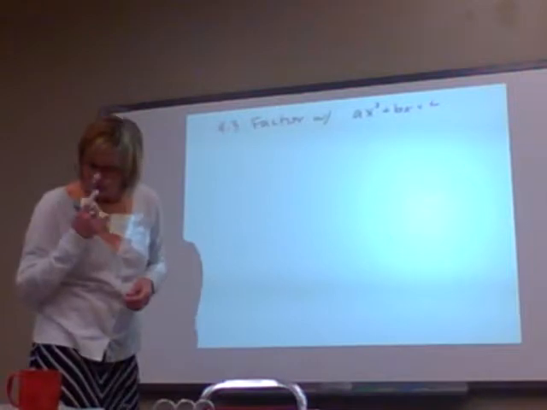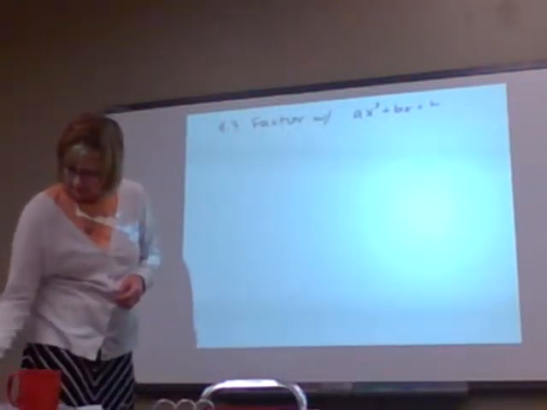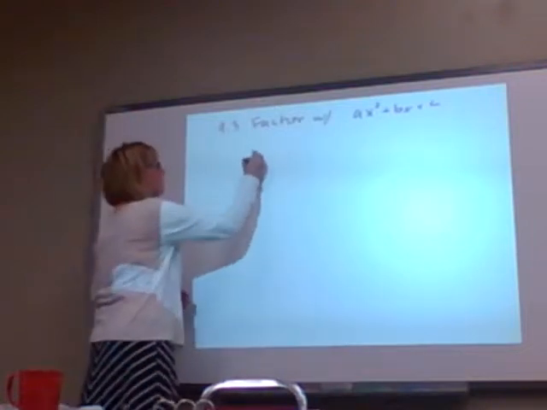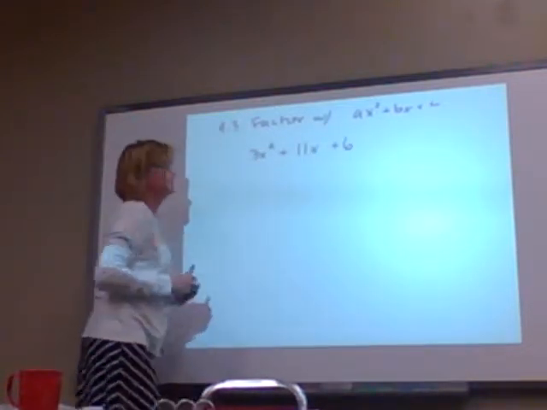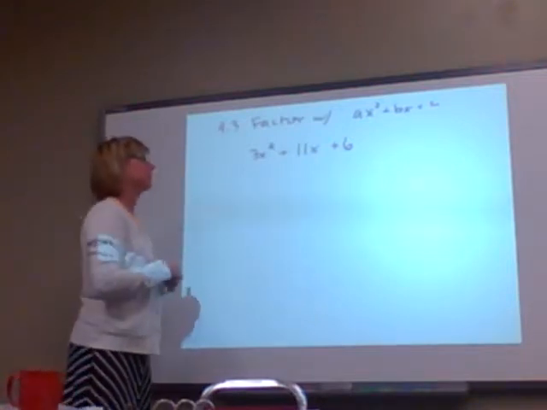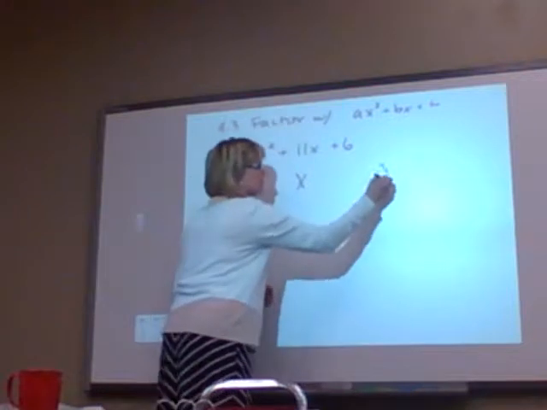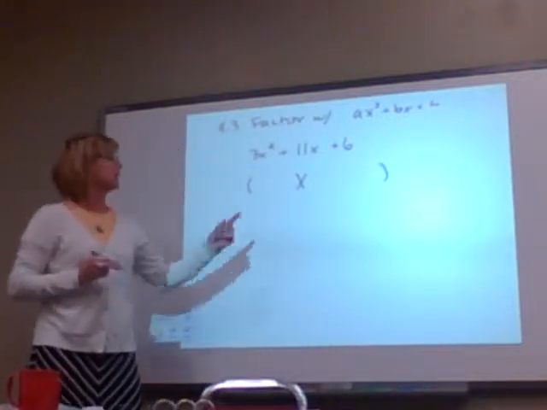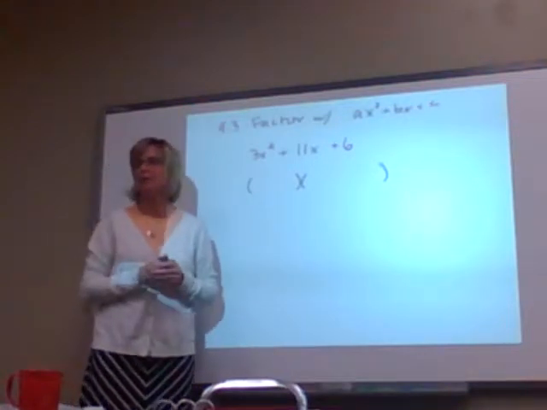What if I have something that has a number in front of x squared, like 3x squared plus 11x plus 6? To factor this, I used to be able to say it was x times x, right? Because that was the only way to get x squared, and that was simple.